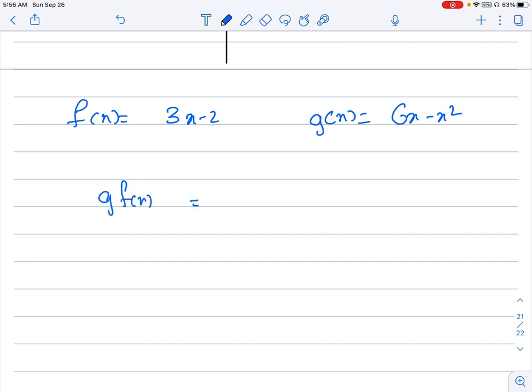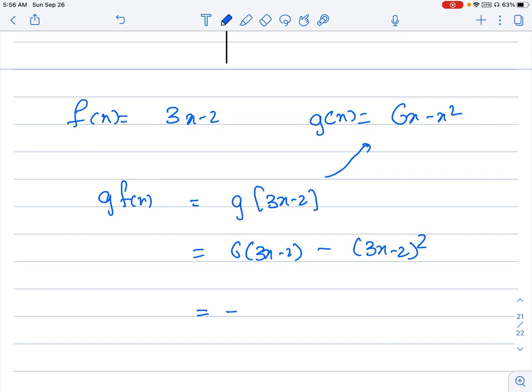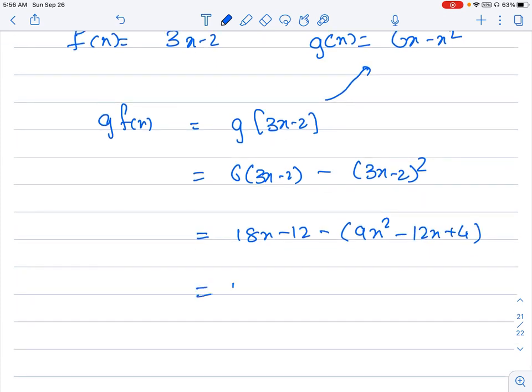So g of f of x: plug in 3x minus 2 over here, 6 times (3x minus 2) minus (3x minus 2) whole squared. So which is 18x minus 12, then minus 9x squared, 2ab, 2 times 3 is 6, 6 times 2 is 12x, plus 4. So it becomes 18x minus 12 minus 9x squared plus 12x minus 4. So it becomes minus 9x squared plus 30x minus 16.